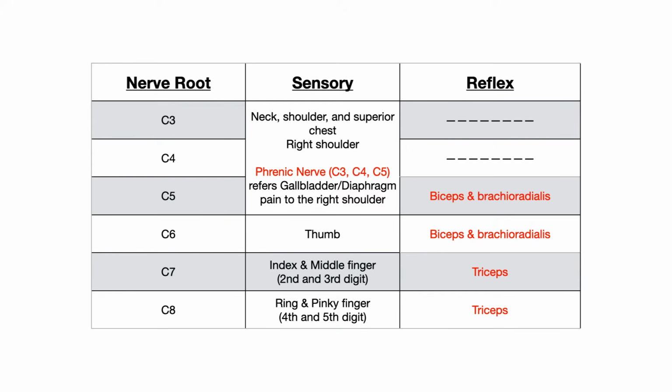So if you think about your classic primary care physician using a reflex hammer to elicit a motor response, to elicit that reflex, and they're tapping on the biceps, they're tapping on the brachioradialis. These are the cervical nerve roots that are responsible for making that happen. And they're somewhat easy to remember because they go in groupings, right? C5 and C6 both do the same reflex. C7 and C8 both do the same reflex.